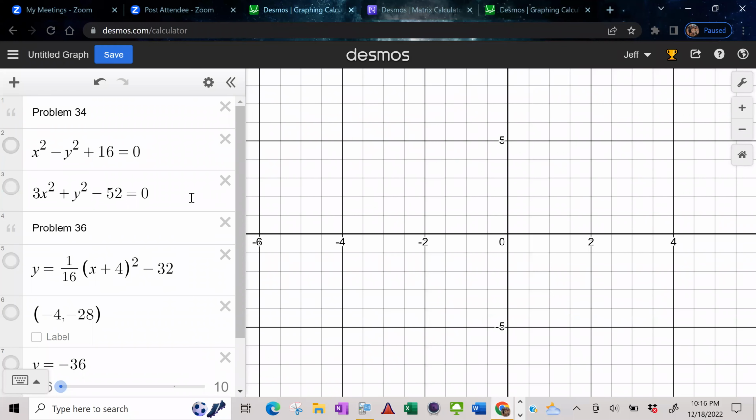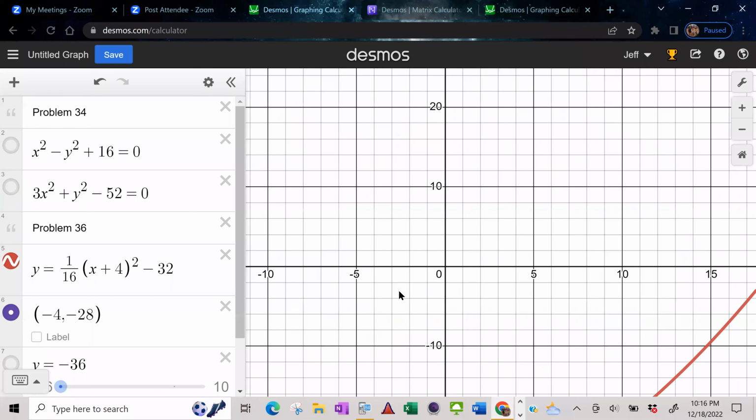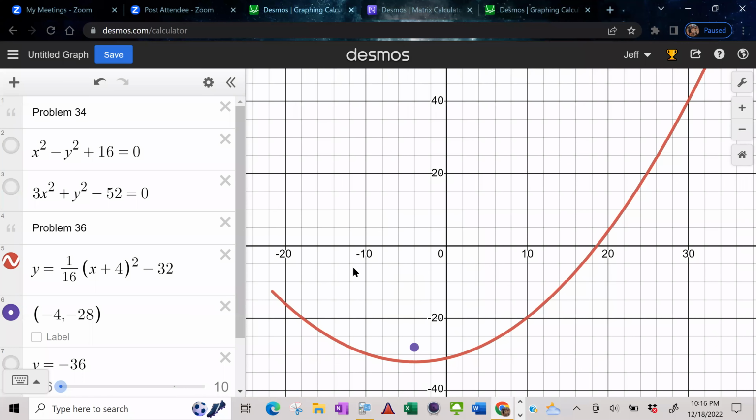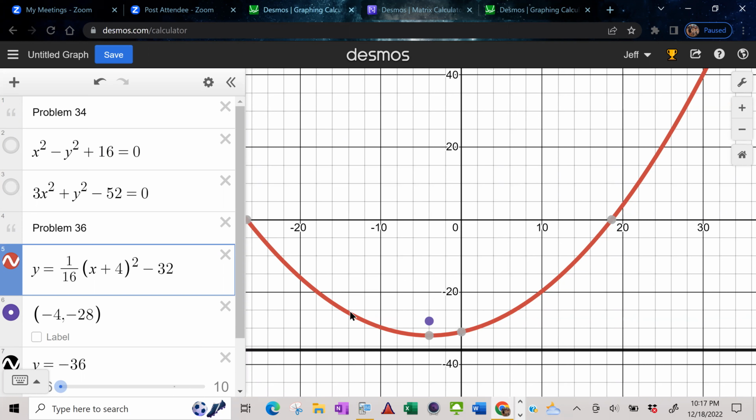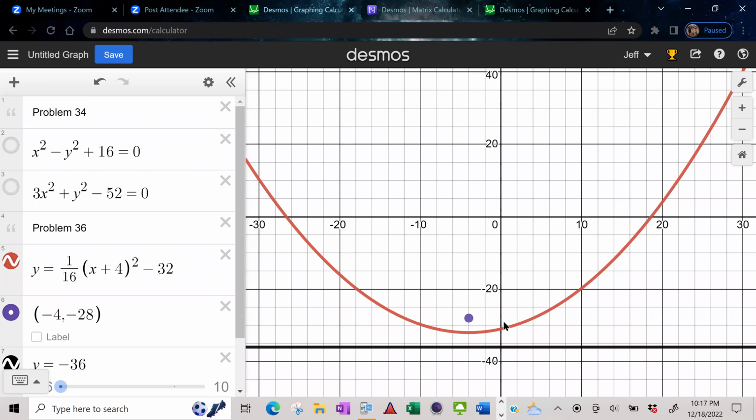Let's shut these off and graph this one. Notice nothing's fitting on this yet. So we'll zoom out a little bit. If you look at your vertex right here, going 4 up from that means you're going to add 4 to the y coordinate. So adding 4 to the y coordinate puts you right there at -4 and -28. If you go down 4 from here, that puts you at the horizontal line, y equals -36. Beautiful. To find the y-intercept, you could set x equal to 0. Okay, and you get -31.